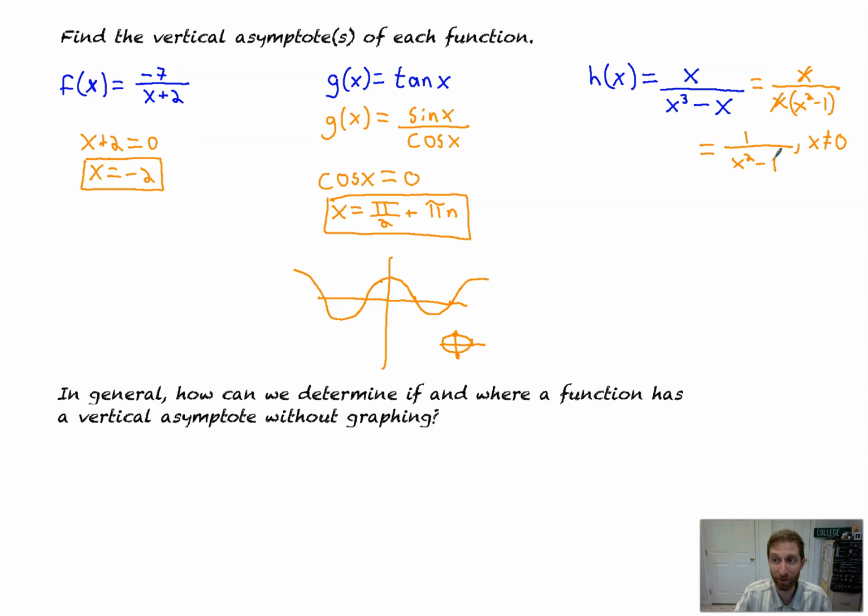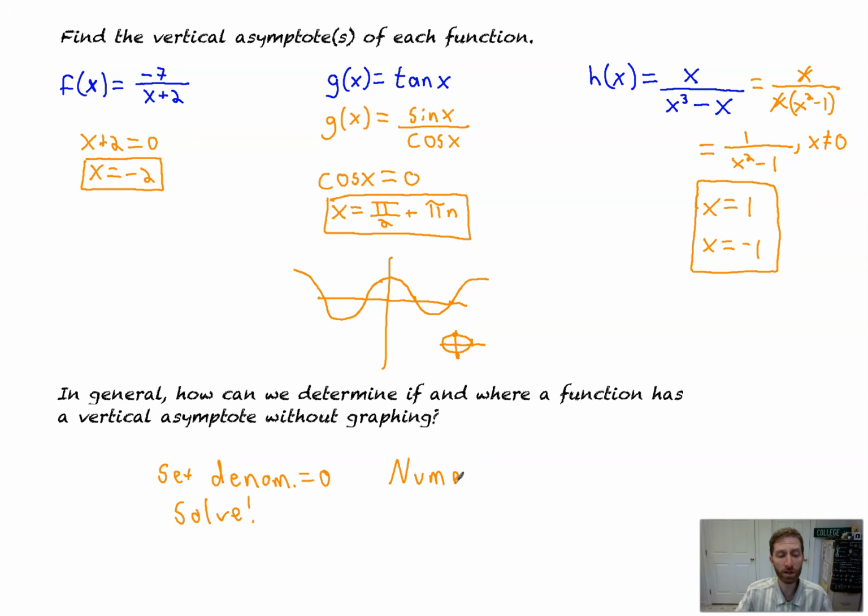What we can do, however, is say, wait a second, I will get 0 in the denominator, and only in the denominator, when x equals 1 and when x equals negative 1. Either of those values when squared, and then subtracting 1 from it, will give you 0 in the denominator. So in general, how can we determine if and where a function has a vertical asymptote without graphing? Well, basically you set the denominator equal to 0 and solve. But a big piece of information there is that the numerator cannot equal 0. That is very, very important to note.